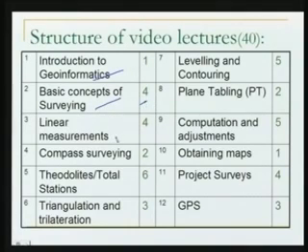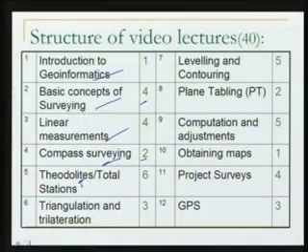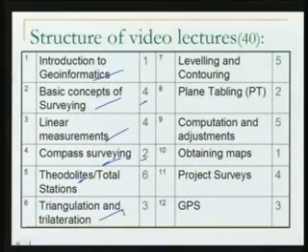Then we will be talking about an important area in surveying, which is the linear measurements, followed by the compass surveying, where we will have 2 lectures. Then we will also be looking into the theodolite and the total stations, because these are the instruments which we make use of for angle measurement, a very basic thing in basic surveying. And then later on we will be going for some control surveying, that we will cover in triangulation and trilateration.